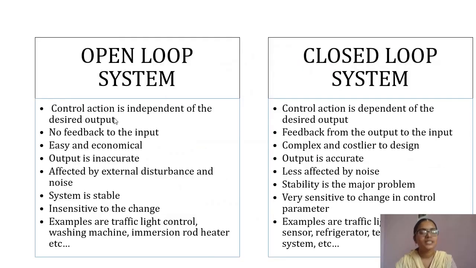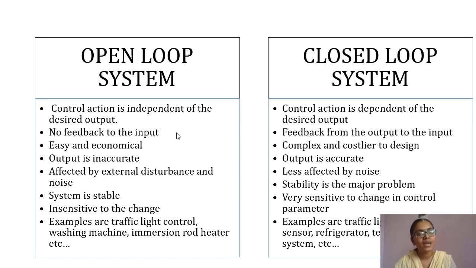In open loop system, the control action is independent of the desired output. Why? Because the desired output does not depend on the controller parameter. It depends only on the input parameter. That input also we are giving manually, so there is no automatic action in open loop system. Whereas in closed loop system, the control action is dependent on the desired output. So if we need a desired output, the feedback signal plays a major role.